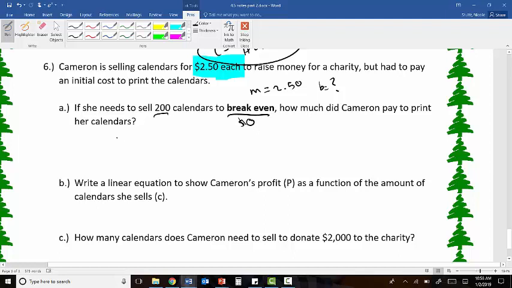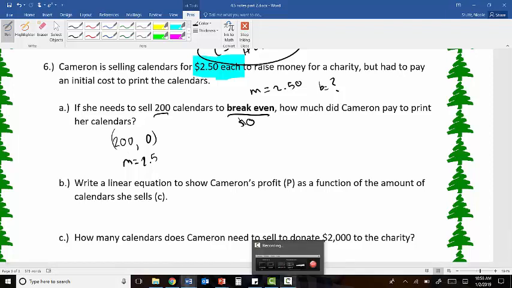So right there is an ordered pair. Your calendars gets you your dollars. So 200, 0 is an ordered pair. So now you have a point, and you know the slope is 2.5. So this is actually a case 2 problem because you kind of have enough, but you will have to do some work. So I want you to set up your case 2 formula and then try to solve it.